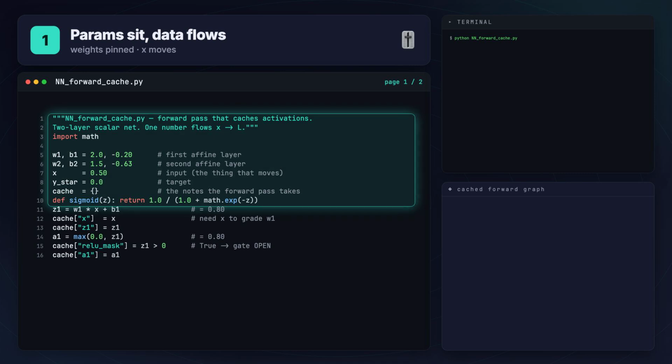First, the parameters and the input. Scalar weights W1, W2, biases B1, B2, the input X equals 0.5, and the target Y-star equals 0. Notice they're plain floats. This whole episode is deliberately matrix free, so you watch one number, not a tensor, move through the graph.